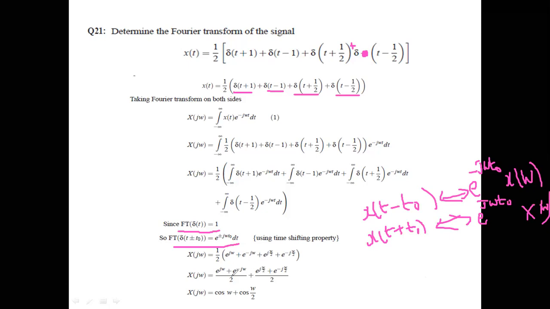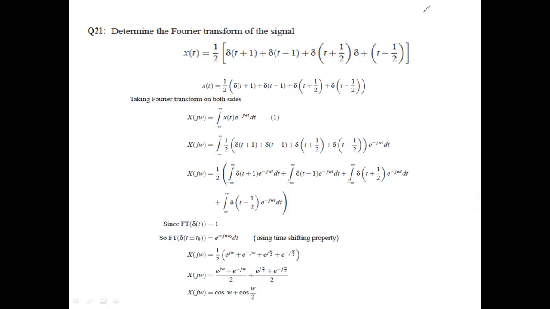And simplify this: e power j omega plus e power minus j omega by 2, and e power j omega minus e power minus j omega by 2. It is a cos omega, and this function is cos omega by 2. So x of omega is equal to cos omega plus cos omega by 2.